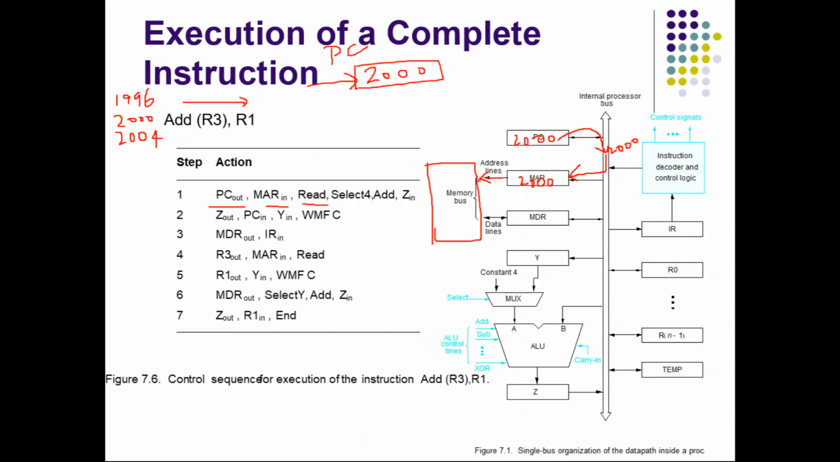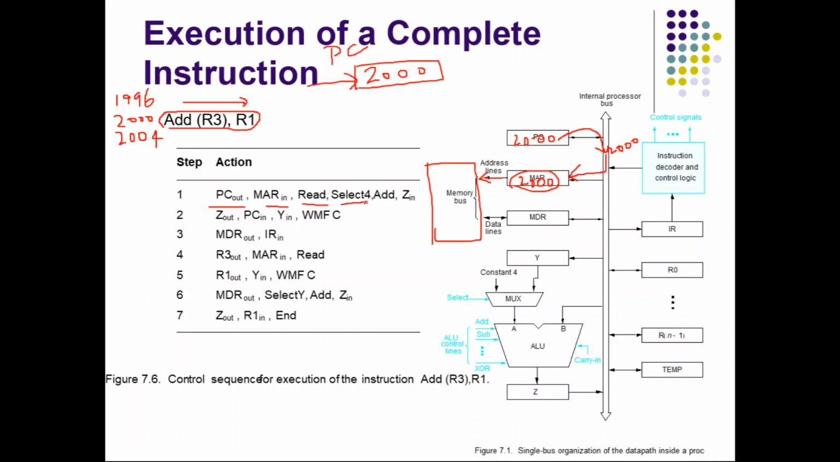Now what the read says is: read the instruction stored at location 2000. What is the instruction stored at location 2000? Add r3 comma r1. But a memory read will take some time. It may not happen in one clock cycle. So it gives the read instruction and it waits, but during that time the processor will not actually wait. Meanwhile it will perform some other operation. What is that?